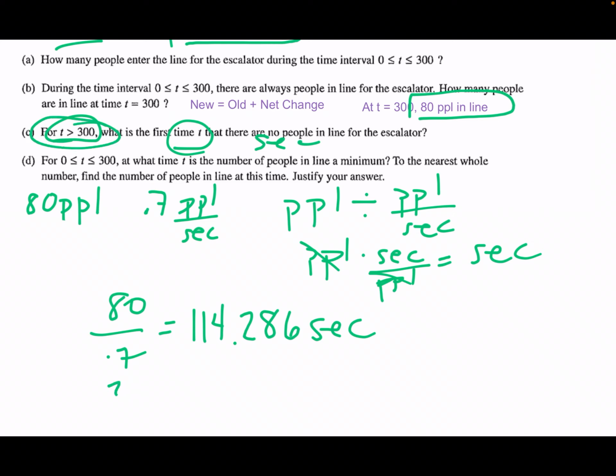So it's actually 300 plus the 114 additional seconds that it takes for people to finish getting off the line. Okay, so just be careful on that.